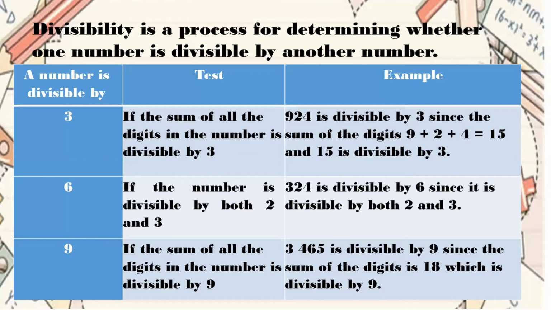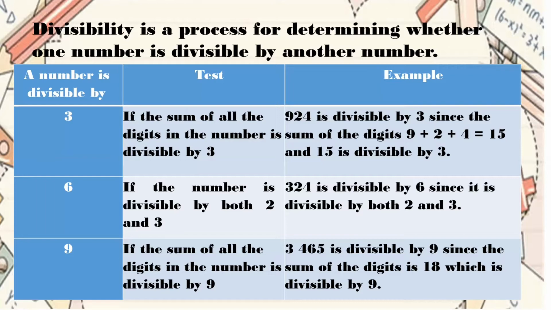So a divisibility rule is a process of determining whether one number is divisible by another number. Again, to repeat the definition, ito yung process na para makita natin or para ma-identify natin if yung given number is divisible siya by another number. So first, let's have the divisibility rule of 3.